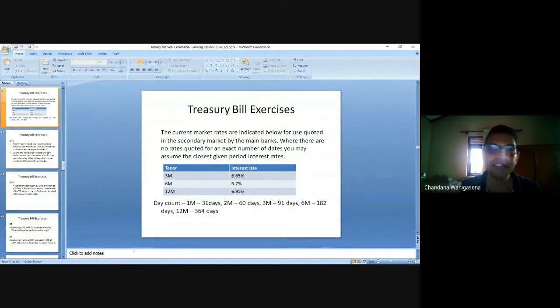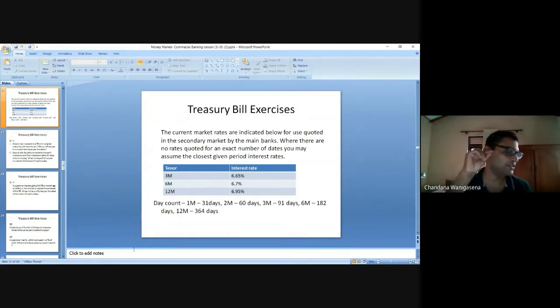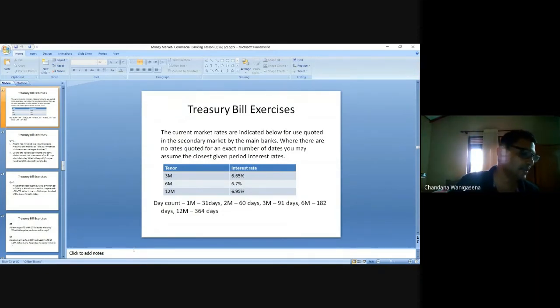Not 7.5. 6.65. So 100 divided by, okay, 1 plus, now within bracket 6.65. Now 91 days more to maturity, 91 days divided by 364 into 100. So finally the answer we get is 100 divided by 1.016625, and the new price is 98.3647.